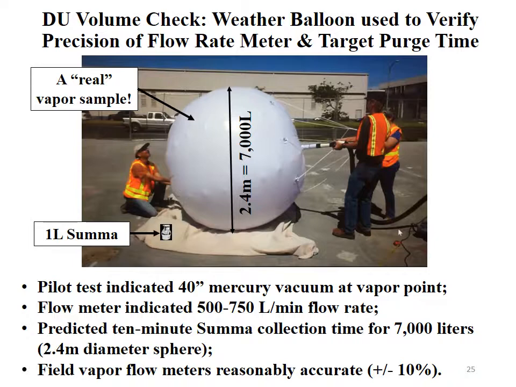At the site, the pilot test on the point indicated 40 inches of mercury. At the vapor point, the flow meters were indicating a 500 to 750 liter per minute flow rate. So this predicted about a 10-minute time to reach a 7,000 liter purge. So we wanted to make sure the Summa canister would collect during that entire 10 minutes. It turned out the flow meters were actually reasonably accurate, plus or minus 10% compared to our balloon method.